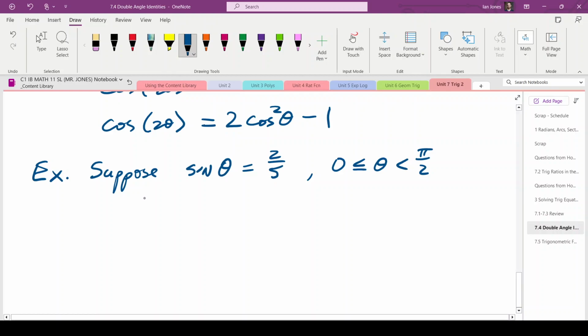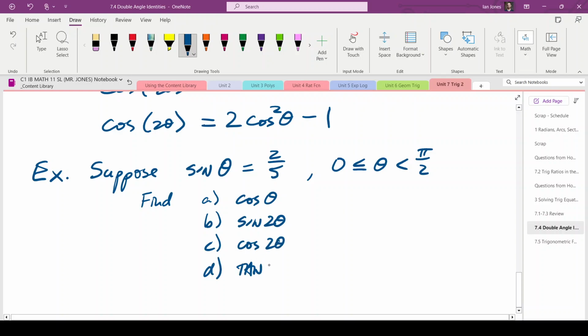And I want to find A, cosine of theta, B, sine of 2 theta, C, cos of 2 theta, and D, tangent 2 theta.